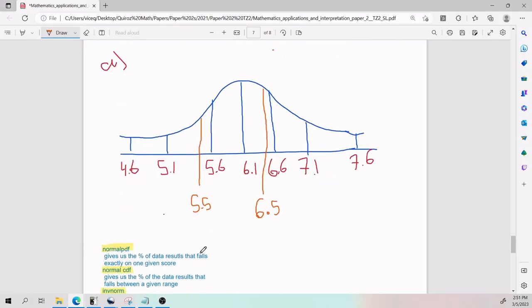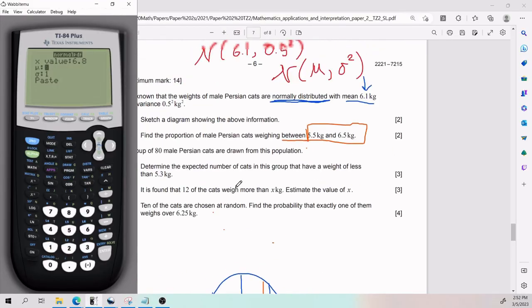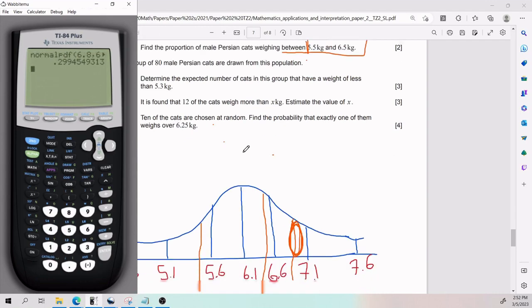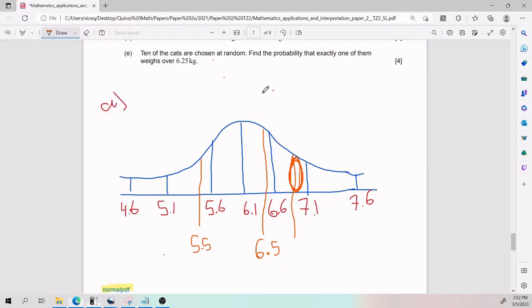PDF gives us the percent of the data result that falls exactly on one given score, which makes sense. If I plug in only say 6.8, I'm going to find the percent of nailing 6.8, of getting a cat that weighs 6.8. Let's go ahead and see what happens. So I plug in x value 6.8. Mean we said was 6.1, I think. Yes. Standard deviation was 0.5. And so the intuition here is that there's around a 29% chance of getting a cat that weighs exactly, careful, exactly 6.8. So that is PDF.